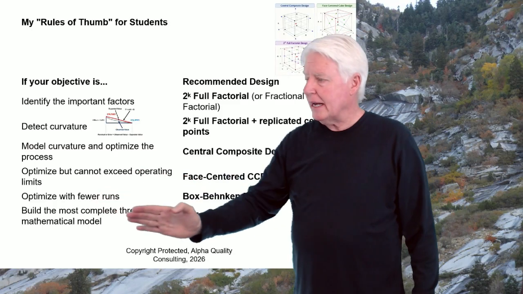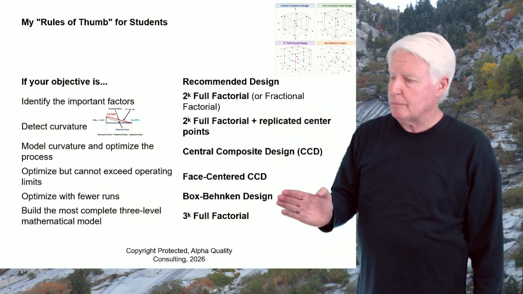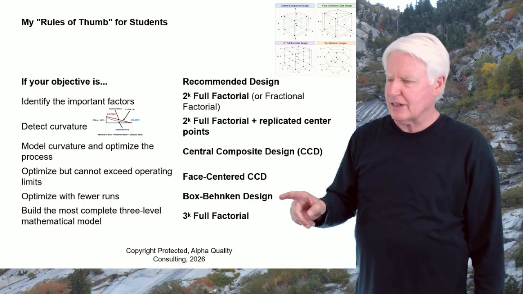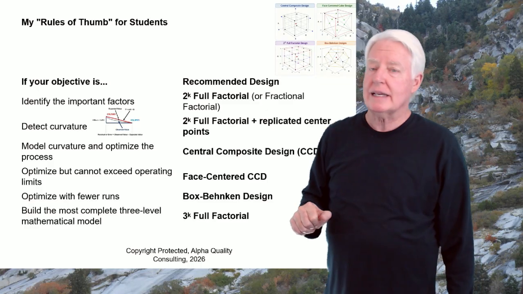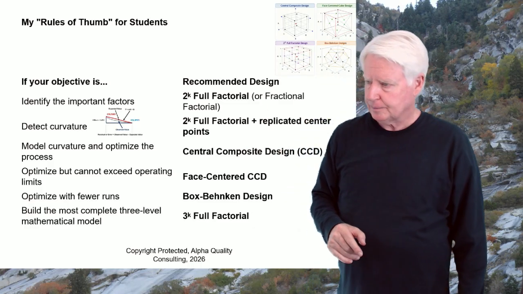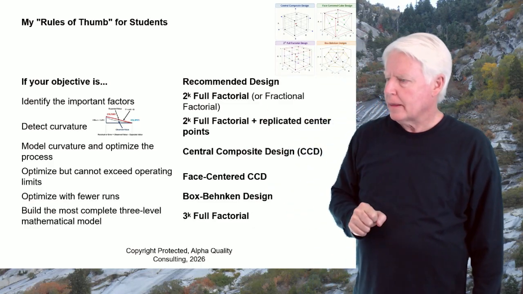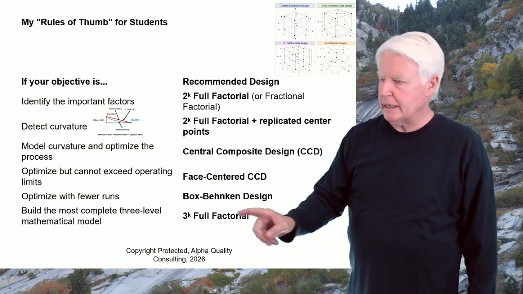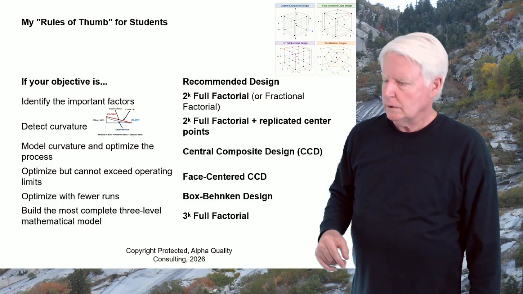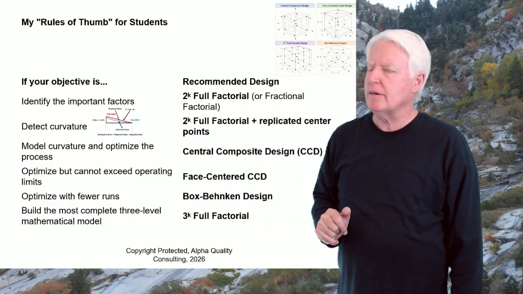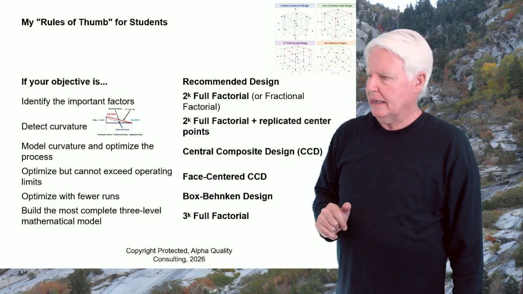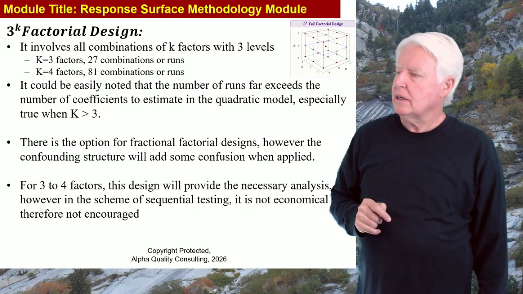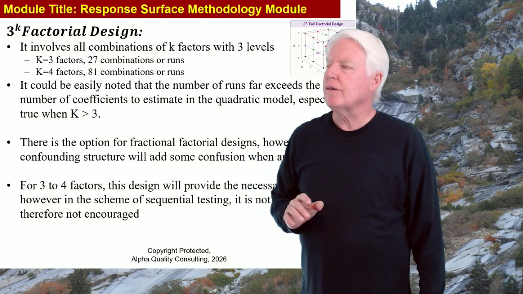Optimize with fewer runs. Box Behnken is more efficient, has fewer data. I wouldn't call it less efficient because it runs fewer runs, but it doesn't give you as much predictive capability within the surface, response surface. Build the most complete 3-level mathematical model, 3^K full factorial. Again, I'd pretty much take this one off the table. It's not efficient with data at all, and you're much better going with the CCD in my experience. So, but let's go over some of these.